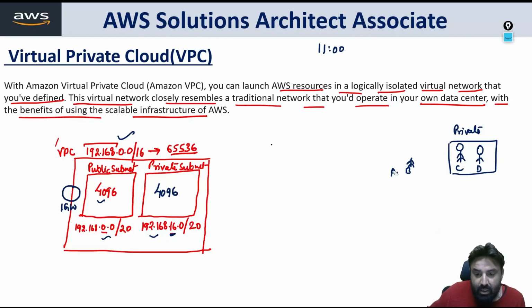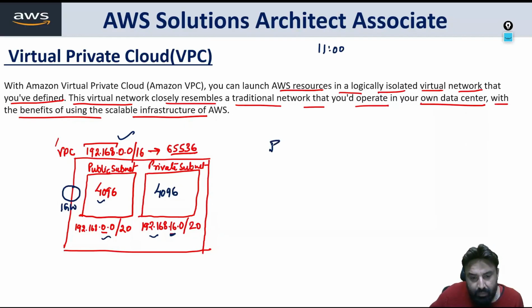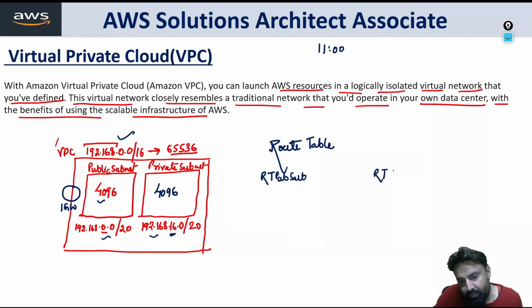Now let's go and understand the concept of route table. I've taught you what an internet gateway is. Now we'll understand route table. Fine. So I'm going to create two route tables, one route table for the public subnet and one route table for the private subnet. So let's do it.